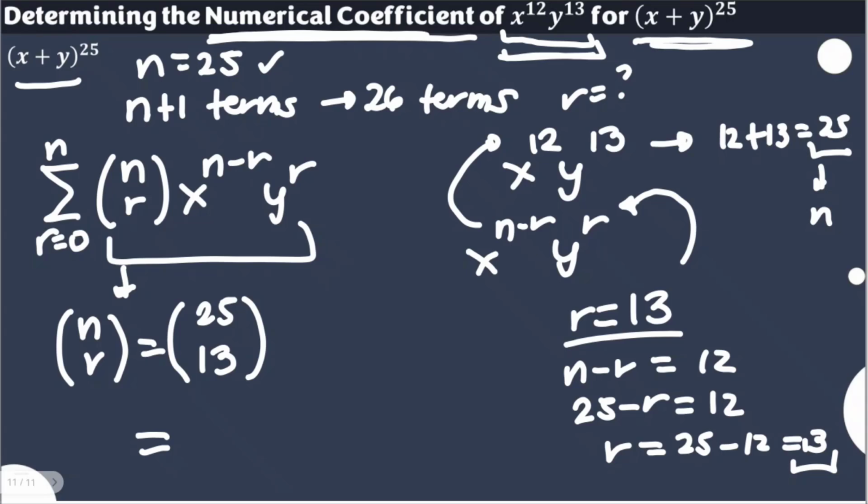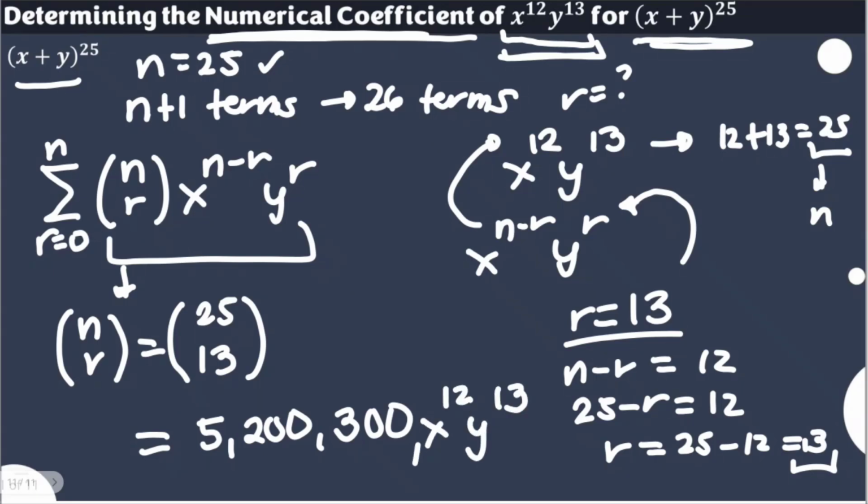If you have your calculators there, you can automatically, of course, solve for the result. Again, you try to input that in your calculator, 25 combination 13. And whatever the result, that actually gives us the value for the numerical coefficient of the term with the literal coefficient x to the power of 12, y to the power of 13. That is actually 5,200,300. This is the numerical coefficient of x to the power of 12, y to the power of 13. Of course, we don't need that because we're only asked about the numerical coefficient. So I'm going to erase this so that it will be clarified further.